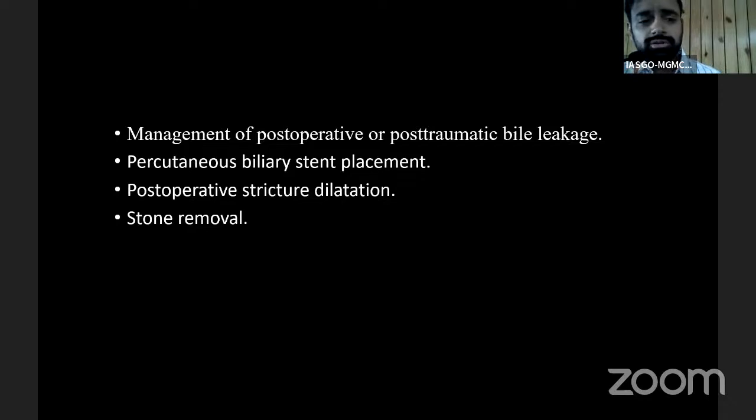It can also be used in percutaneous biliary stent placement in malignant stricture, and post-operative stricture dilatation in case of HJ stricture. It is also used in stone removal where ERCP-guided removal is unsuccessful. We can give access percutaneously, and then the gastroenterologist can rendezvous and remove the stone, and can also do laser.